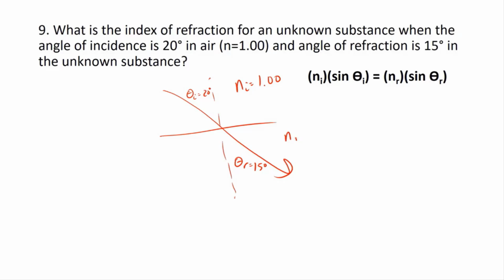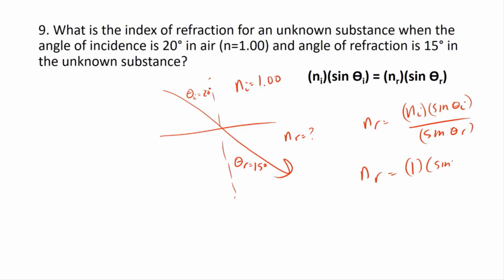So we're going to solve for nr, and we're going to expect this number, because it's slower, to be a bigger value than that 1 right there. So let's try this out. nr equals ni sine angle I over sine angle r. So nr equals ni, which is 1, times sine of the angle I, which is 20 degrees, over sine of 15 degrees. Notice how when we're not solving for an angle, we have just sines in our problem.